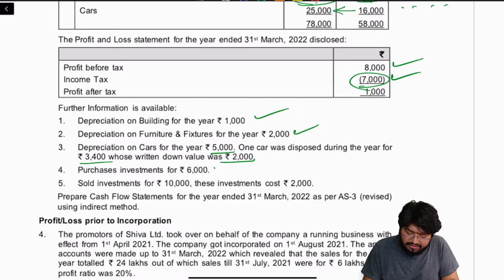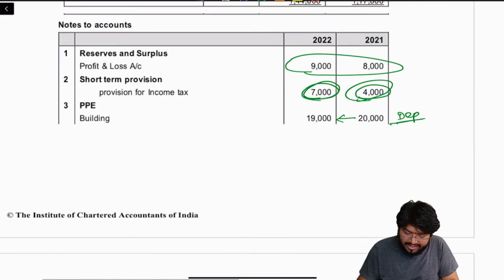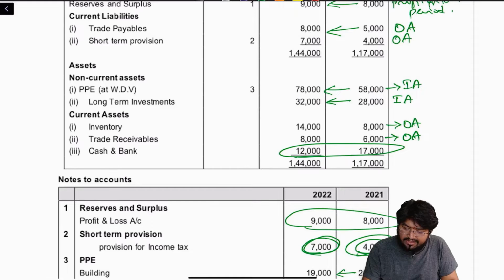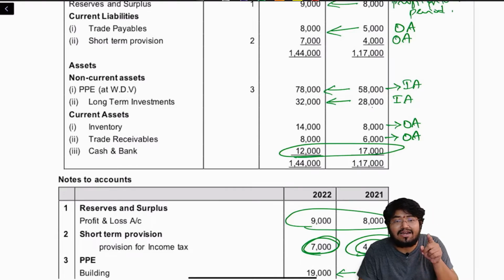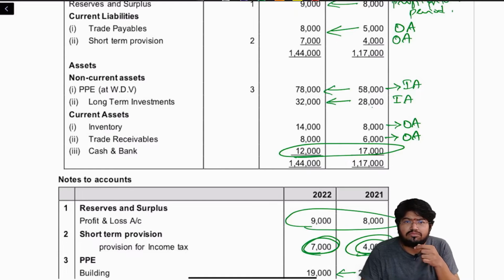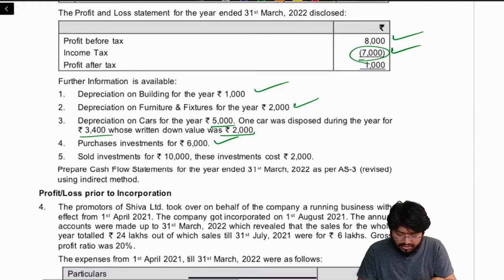Next, purchase of investment 6,000. This is also very clear for us. Where is investments? Yeah, so from 28,000 it has become 32,000. Please note, investments from 28,000 it has become 32,000, but he is saying investments purchased are 6,000. That means something is already sold, no? Something which is sold I need to find out. Okay, so we will do that with an account.